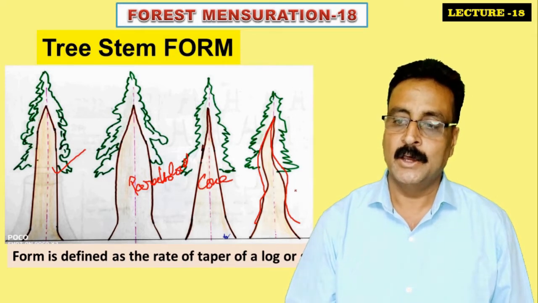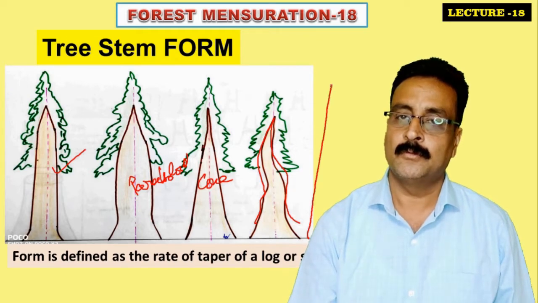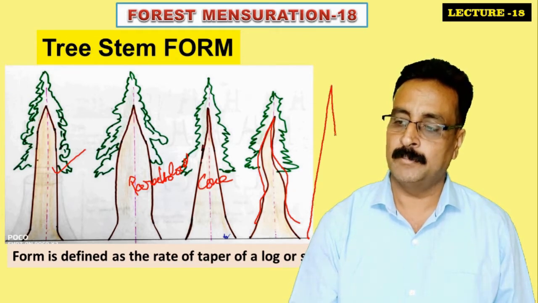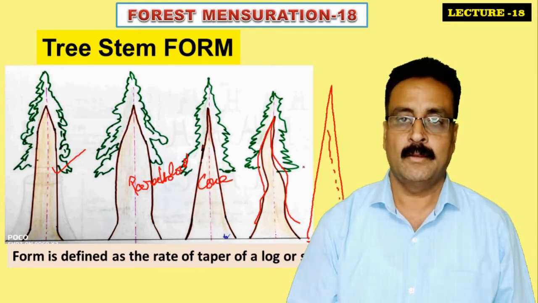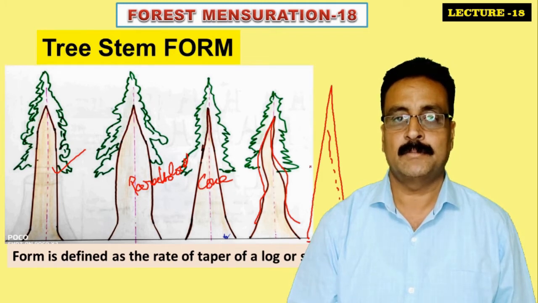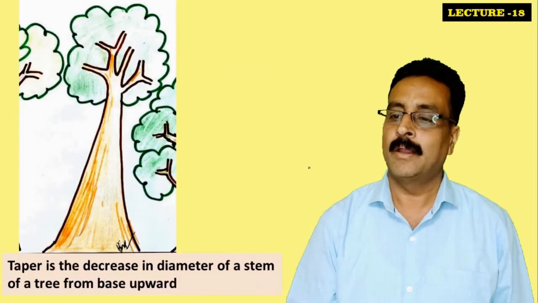So it is defined as the rate of taperness of a log. Rate of taperness: as we go from base to the top, how the tree tapers. At the base it is wide, and slowly as we go along the height, the stem tapers down. So we'll study the tree stem form.